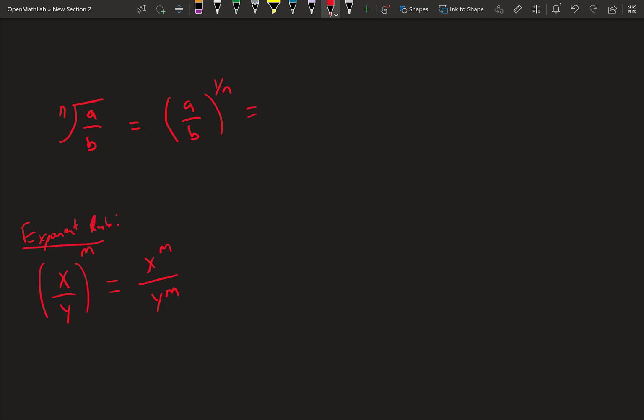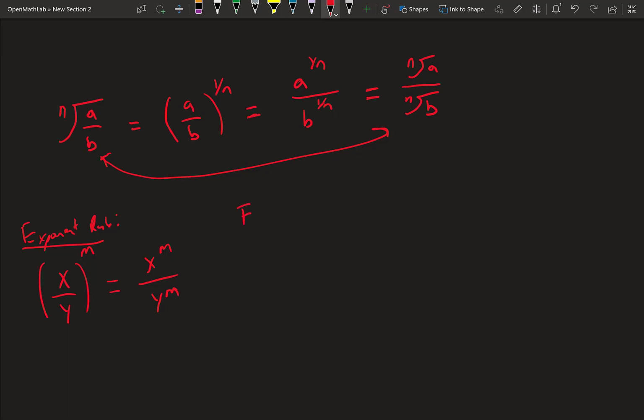So I can apply that here. This gives me a to the 1 divided by n, divided by b raised to the power of 1 divided by n. And then I can rewrite this using the root symbol as the nth root of A divided by the nth root of B. And then we got to the point where we want. So this is all using the idea of exponents.